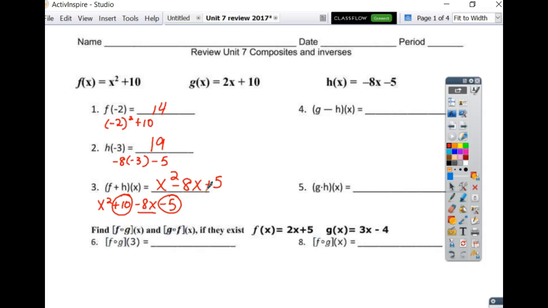Number 4, g minus h. So this is what I was just saying. If you're subtracting, what do I have to do with the signs over here? I have to change them. So I'm going to take this g, 2x plus 10, and if I subtract, that means you change both signs inside. So I'm going to have 2x plus 10 plus 8x plus 5. I'm going to combine these and then combine these.